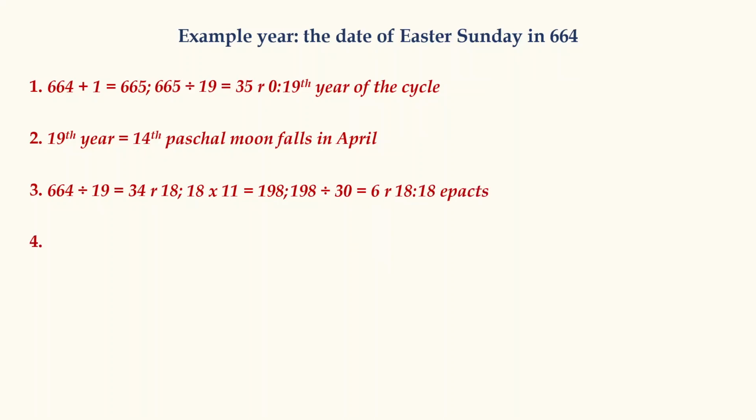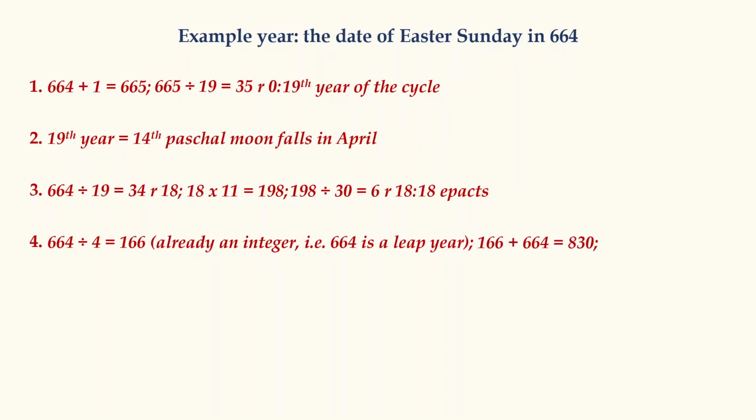Step 4 then, concurrents. 664 divided by 4 is 166, and it's already an integer, so we don't need to round down. 664 was a leap year. Add 166 to 664, and this makes 830. Add another 4, and this makes 834. Divide by 7, which gives us 119, remainder 1, so there's one concurrent.